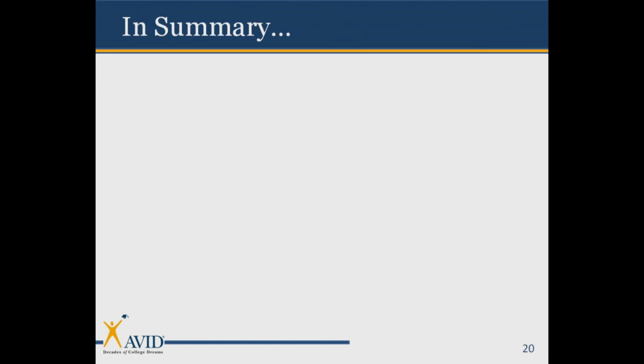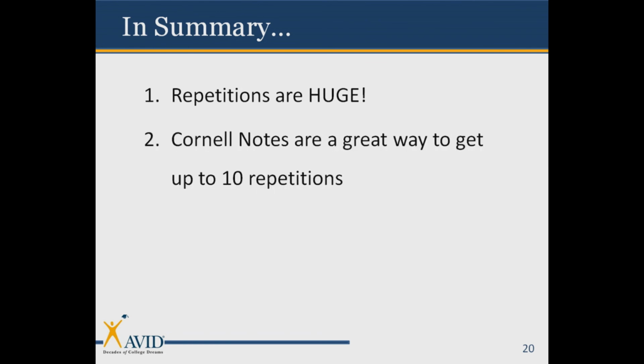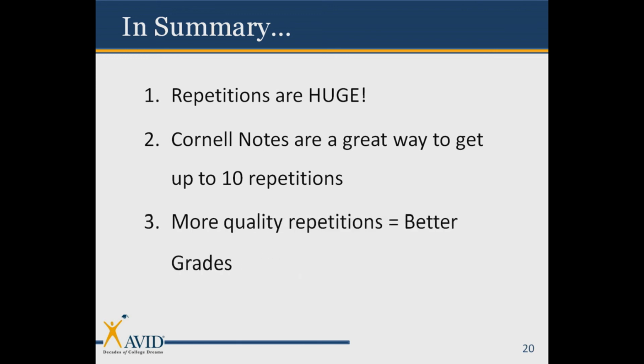So in summary, what have we learned here today? First off, that repetitions are huge. It's the only way that anybody learns anything. Number 2, Cornell notes are a great way for you to get up to 10 repetitions of information. And why is that important? Because number 3, the more quality repetitions you get, the better your grades are going to get. Not just doing the steps to do the steps, but actually taking the time and going through those repetitions well, you're going to start seeing an increase in your grades that you're making.